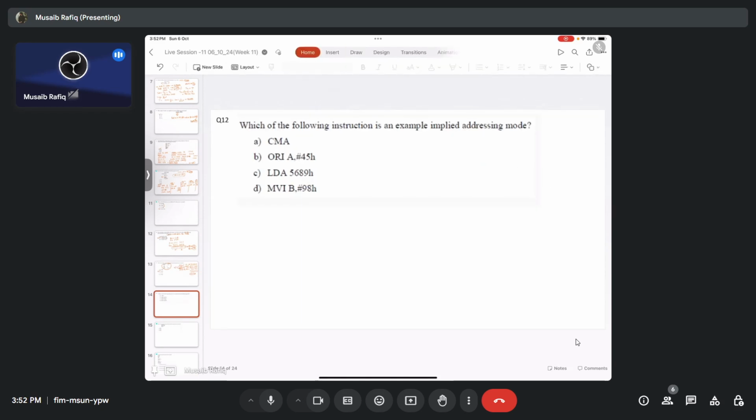Then I have a question for you guys. Can you tell me which of the following instructions is an example of implied addressing mode?